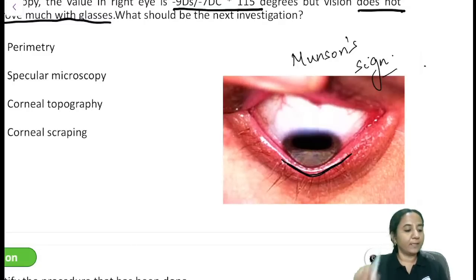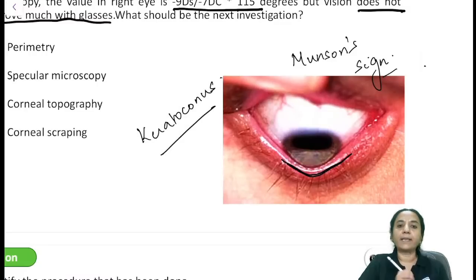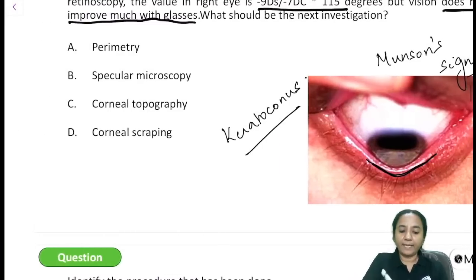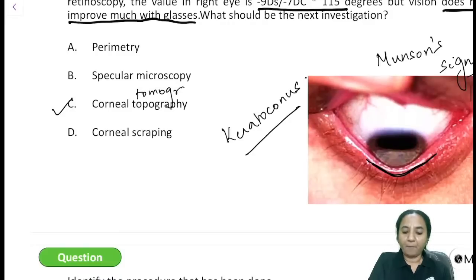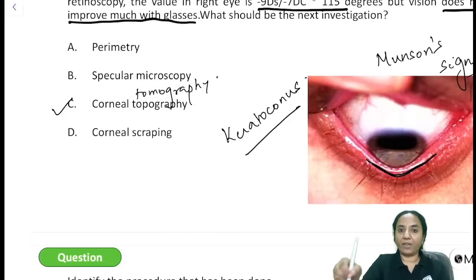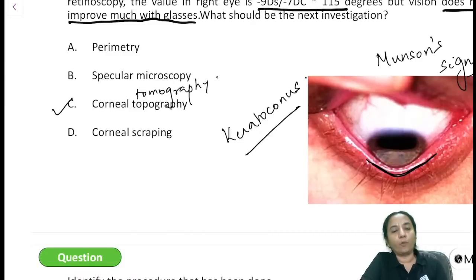So the diagnosis here is keratoconus. What is the investigation of choice for keratoconus? The investigation of choice is actually corneal tomography. But if tomography is not available, then you can do the second best one, that is topography. Tomography is not in the options, so we are choosing topography. So corneal topography is the answer.